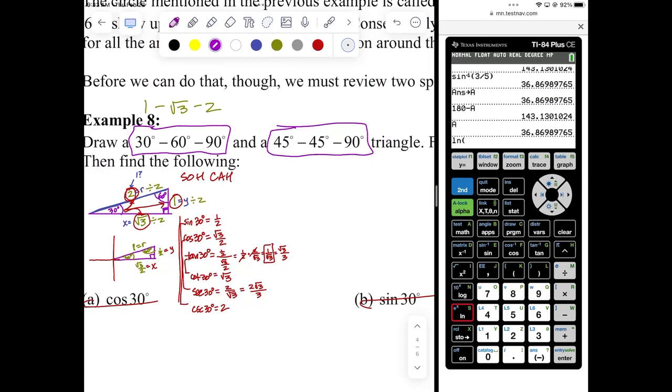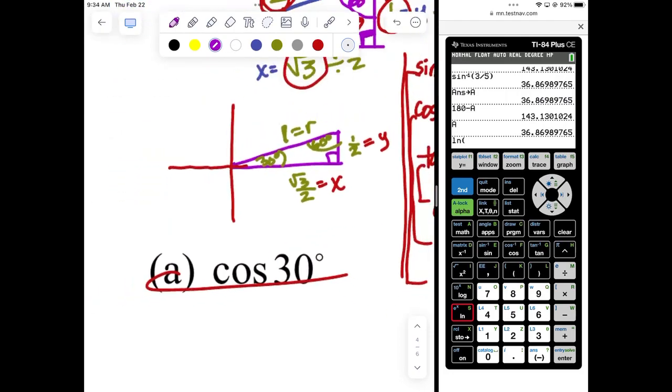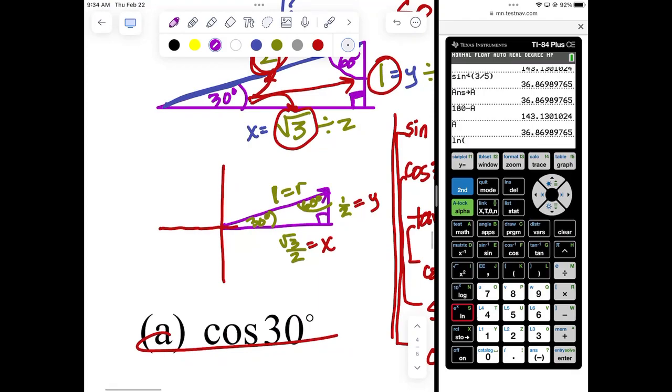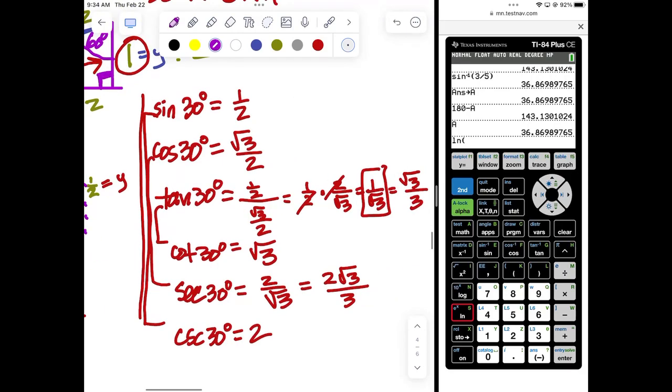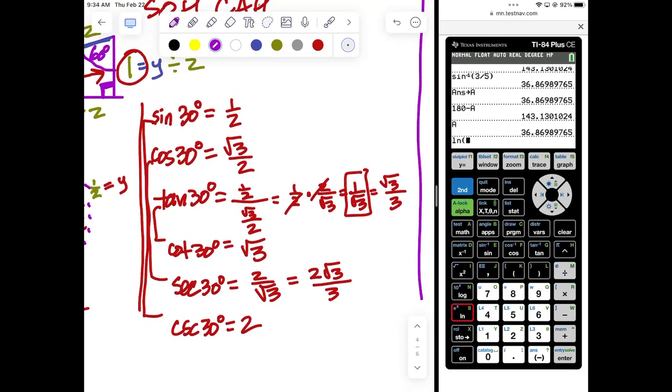Everyone good on 30 degrees? These values are going to find their way to the unit circle soon enough. Because really, that's what we have, right? The radius is 1. So if I were to continue this radius all the way around, it would make a circle whose radius is 1. And of course, it's centered at the origin, right? So these values are part of what we're going to call the unit circle.